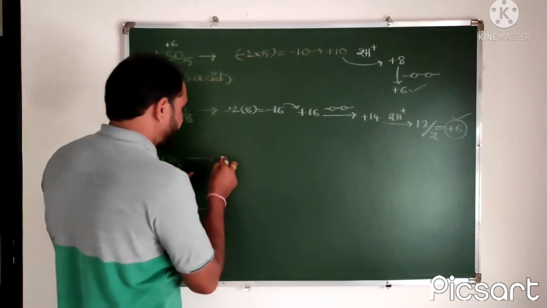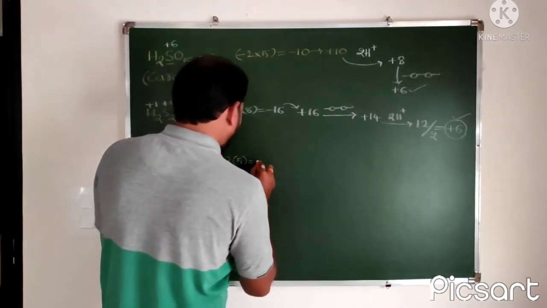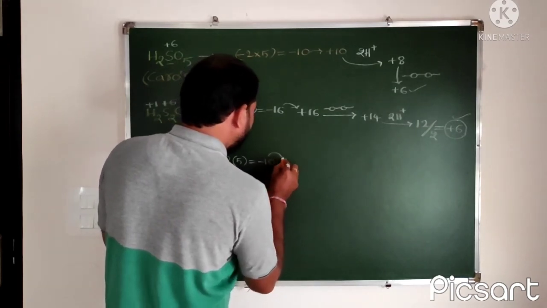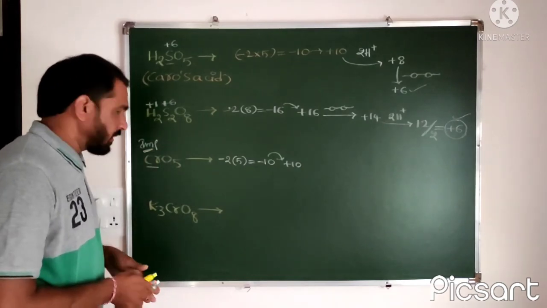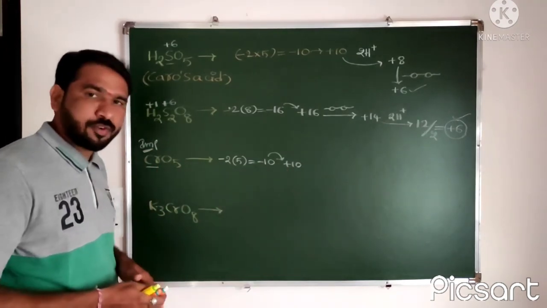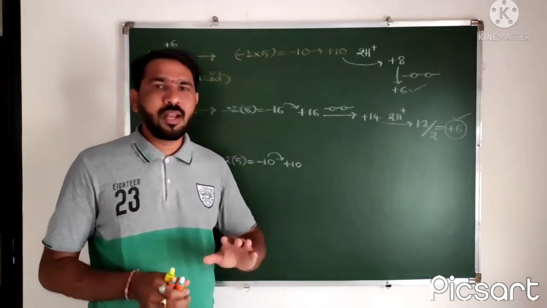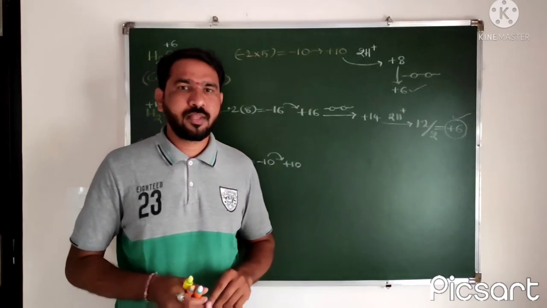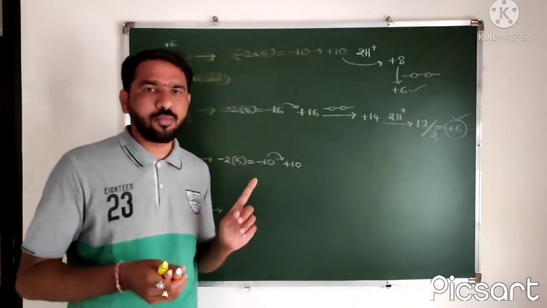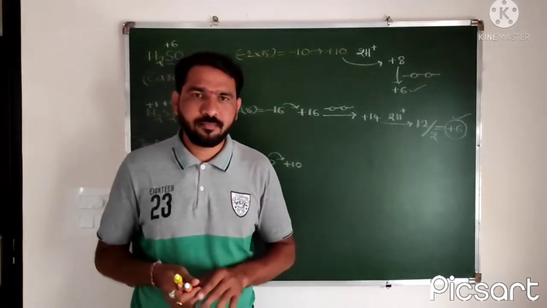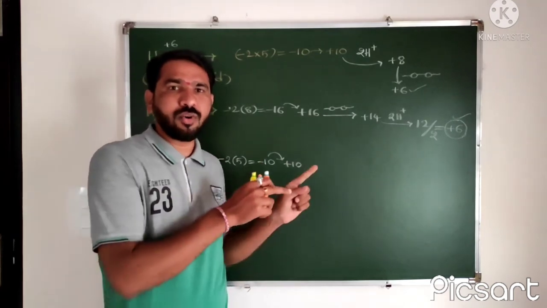Minus 2 into 5 is equal to minus 10. It means plus 10, because this is also a neutral molecule. This plus 10 is the oxidation state of chromium. Is it possible? No. Chromium belongs to the 6th group, d-block element, so the highest oxidation state of chromium is 6 only. But here plus 10 is obtained. We need to reduce the positive oxidation state.